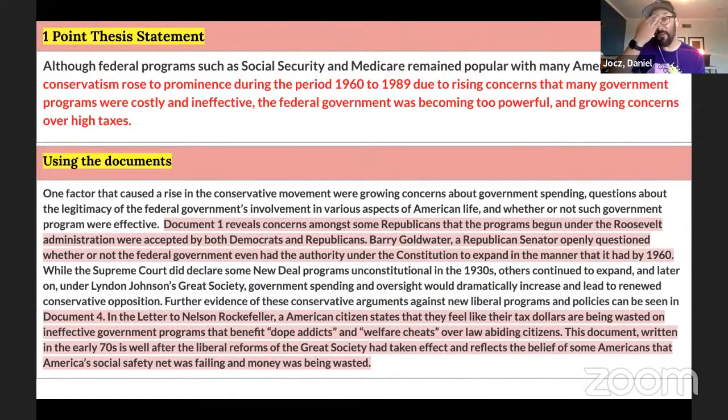But here's our thesis, and here's what it may look like if it was turned into a body paragraph. And so take a look. We got our thesis. Although federal programs such as Social Security and Medicare remain popular with many Americans, a new conservatism rose to prominence during the 1960s and 1989 due to rising concerns that many government programs were costly and ineffective, the federal government was becoming too powerful, and growing concerns over high taxes. So there's our thesis.